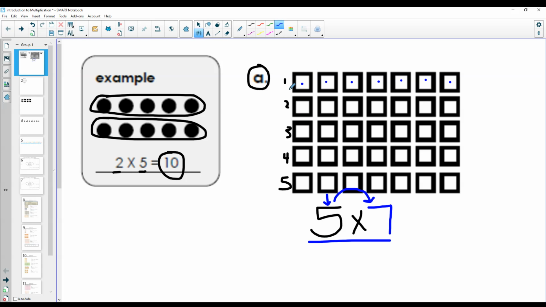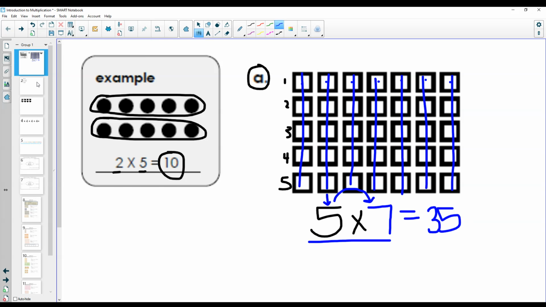Watch. We can count this way, then we'd have to count by 7s. And I would rather count by 5s. So we're going to go like this. 5, 10, 15, 20, 25, 30, 35. Whenever we are having a 5 in our number, we count by 5s that many times. So we counted by 5 7 times. 5 times 7 equals 35.